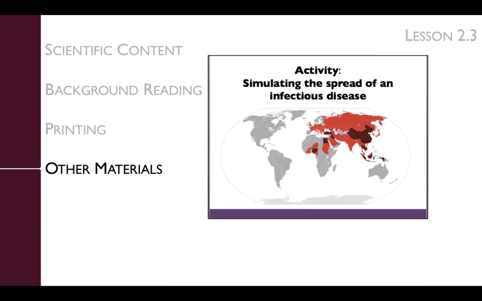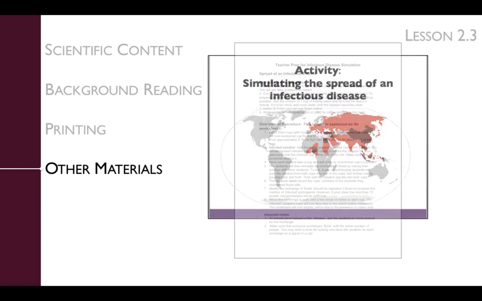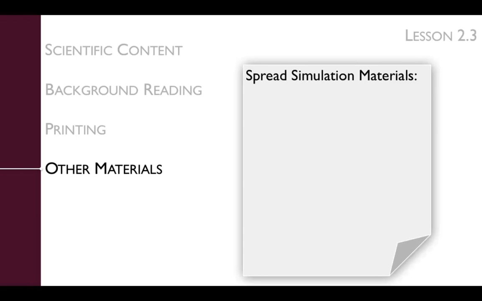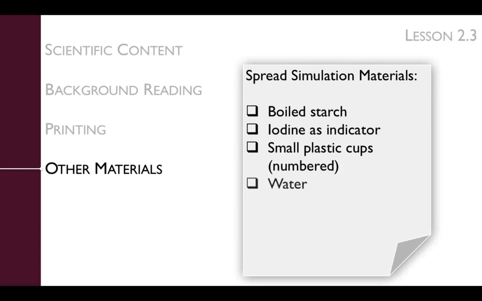This lesson also requires the assembling and testing of materials for the spread simulation. The instructions for the simulation are in the teacher prep for the infectious disease simulation document in the Lesson 2.3 curriculum materials. We recommend using starch and iodine as indicators for the simulation. This includes boiled starch, iodine as indicator, small plastic cups numbered, and water. Other indicators include glucose and glucose strips and phenolphthalein. In all cases, it is important to test your simulation materials in advance.